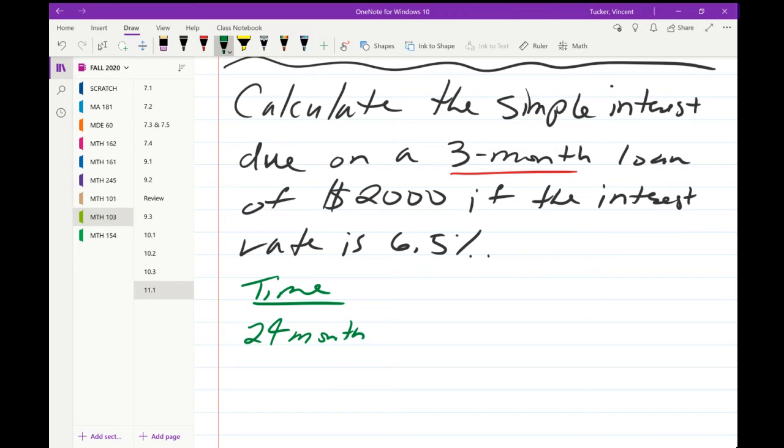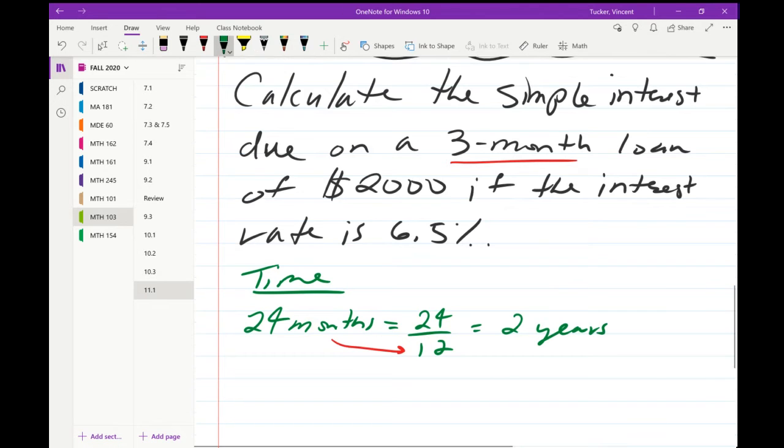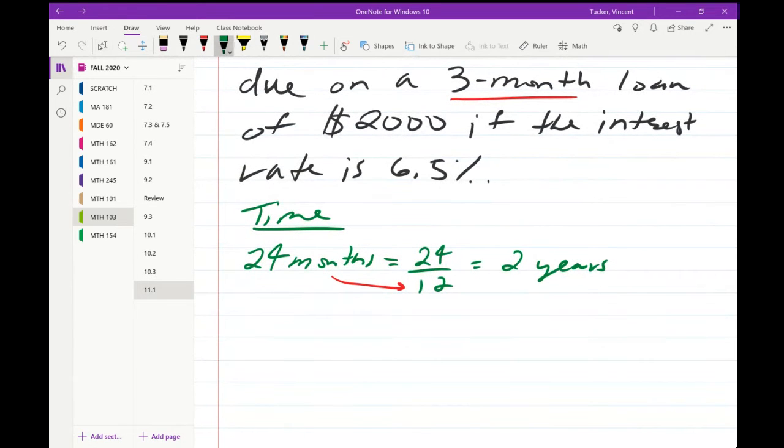So if I had 24 months and wanted to convert that to years, 24 months is 2 years. The reason we know that is because we divide it by 12. The number of months tells me to use 12 months in a year. So that would be 2 years. The same thing if I had 17 months: I would just take the 17 divided by 12, and that's how many years I would have.